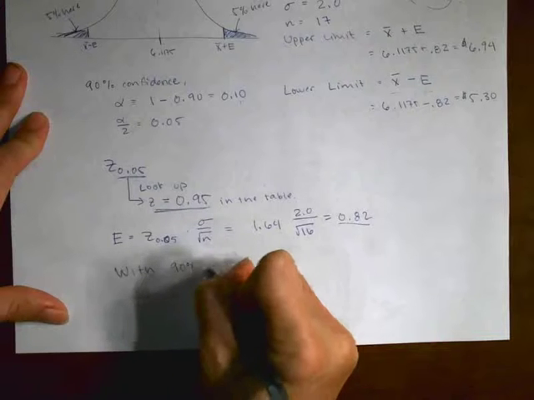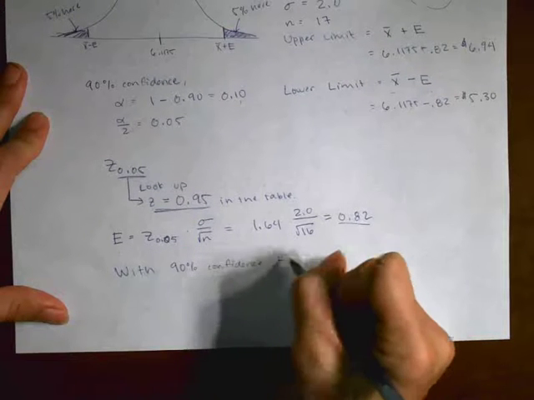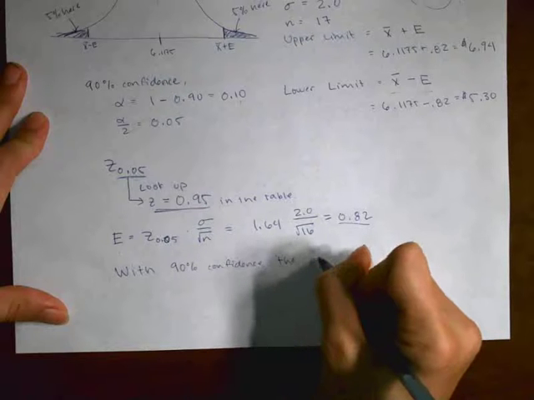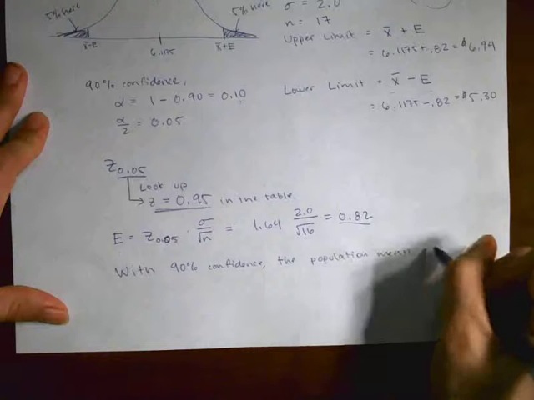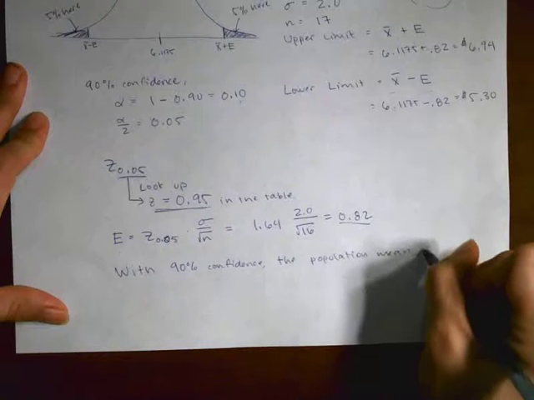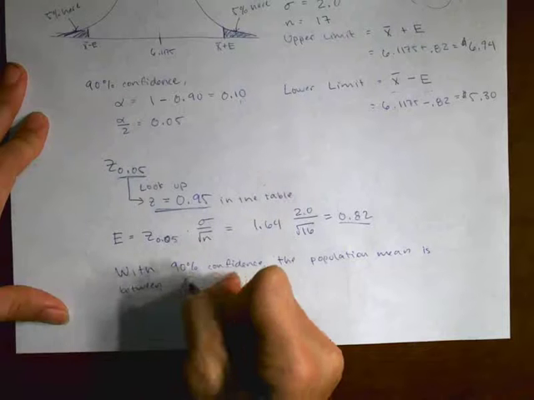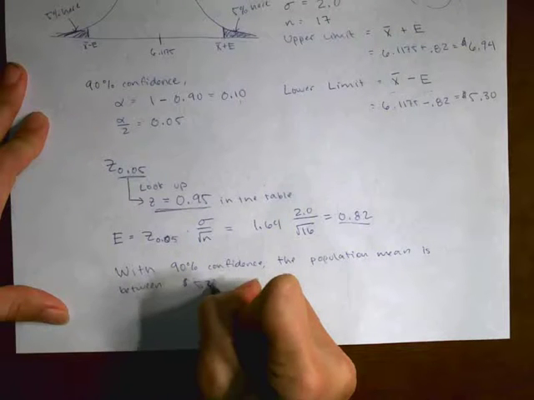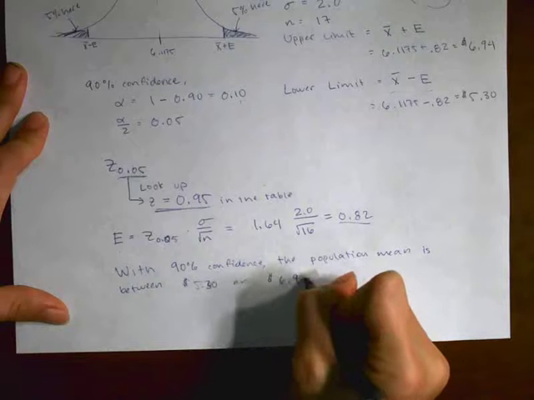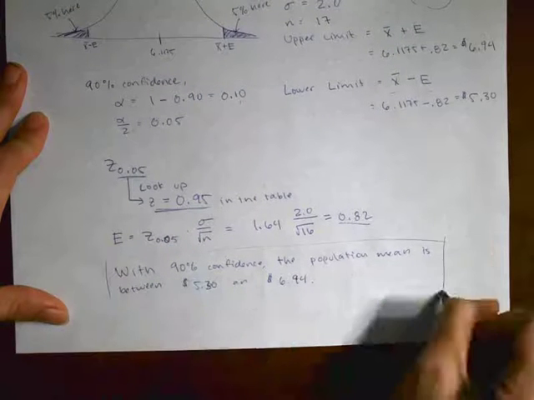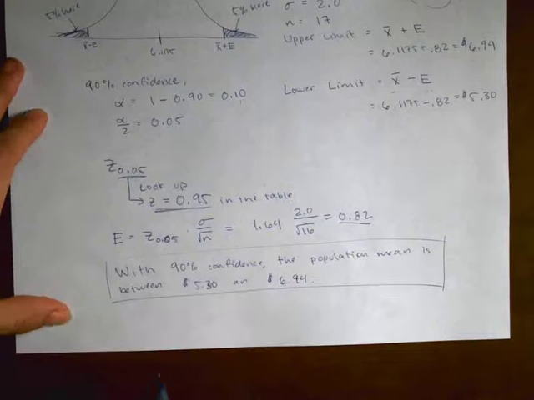So as our answer to this problem, I will write that with 90% confidence, the population mean is between $5.30 and $6.94.